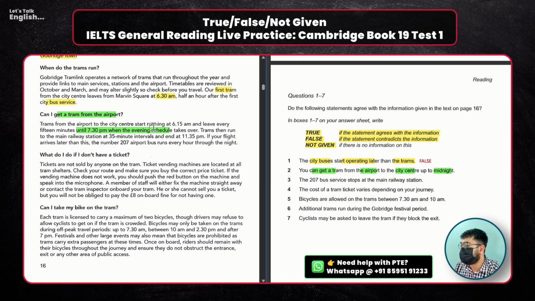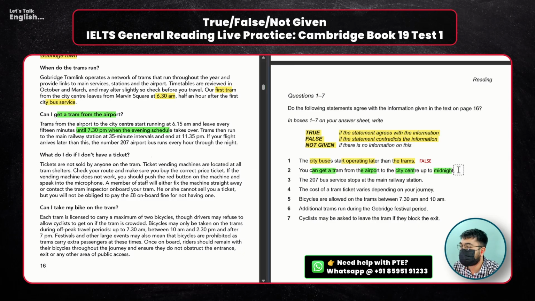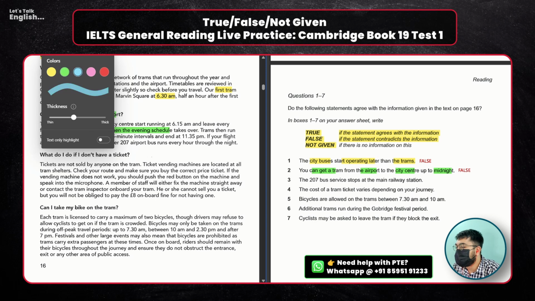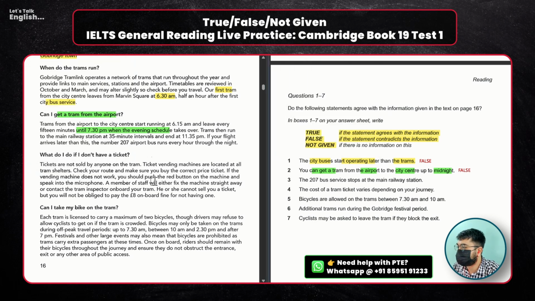So technically from the city center you will definitely get a tram, but it's not up to the midnight. It's just up to 7:30 p.m., which is in contrast to what the question statement is saying. So I have to again say that this question statement also is given, but says opposite to what is written in the passage. So therefore, it's a false. Okay. Question number 3. We've got 2 falses. Where are our trues and not givens?